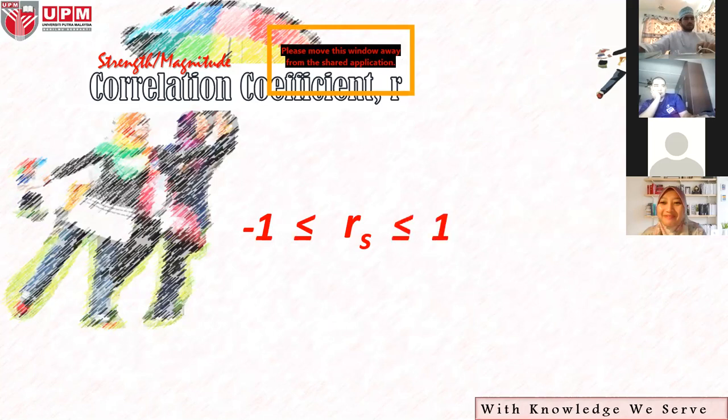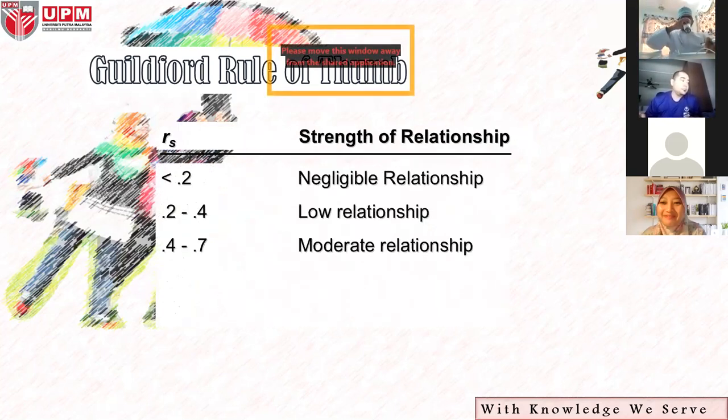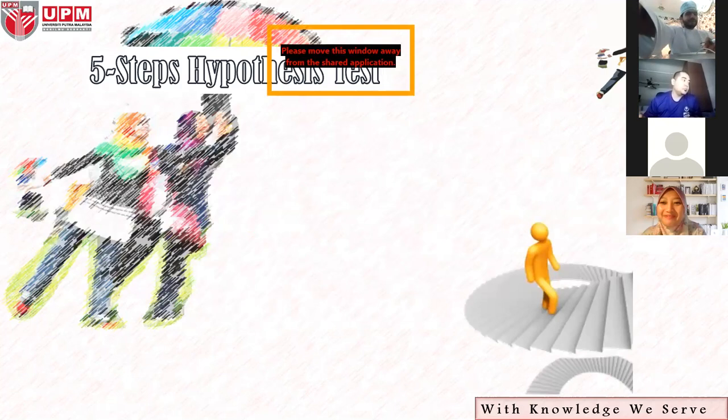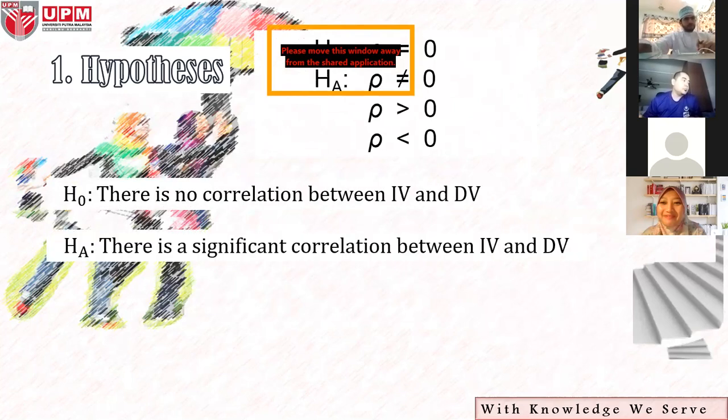This is similar to Pearson product moment correlation. The strength of correlation for Spearman rank order also ranges from -1 to +1. The plus minus just indicates the direction, but the strength of the relationship depends on the value of the R itself. This is the Guilford rule of thumb. For the inferential, it is the same, and for the hypothesis, it is similar. Extract the R value.